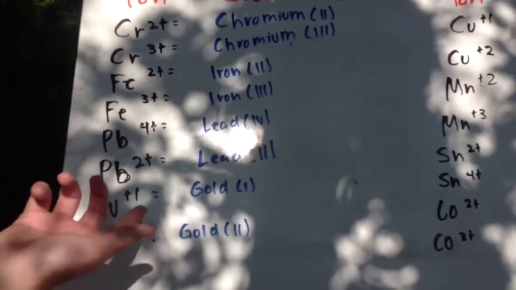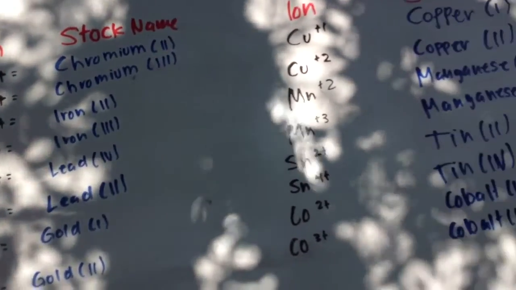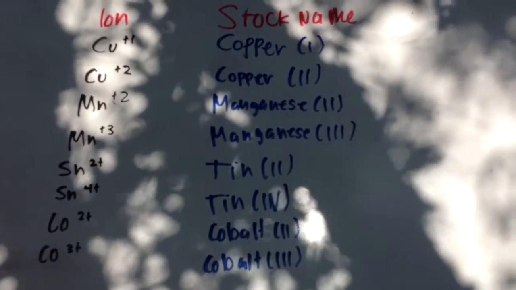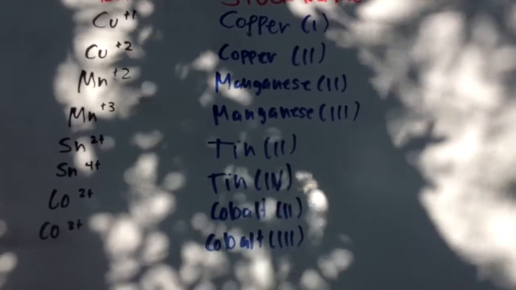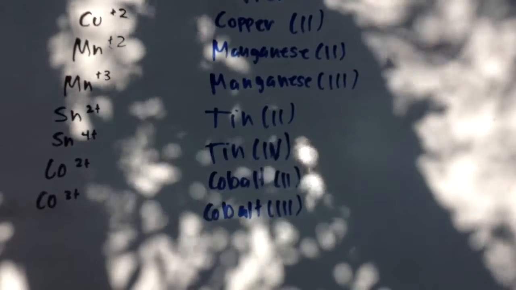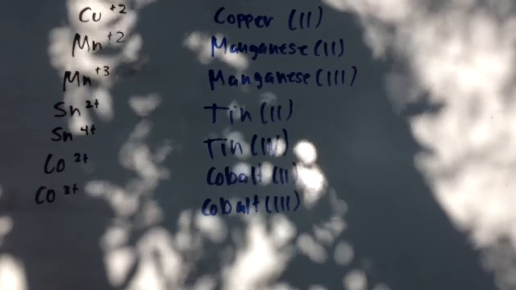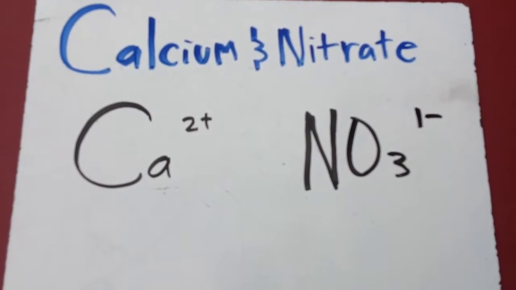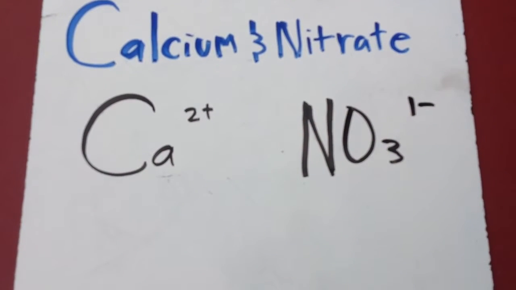Gold has 1 and 2. Copper, same thing, 1 and 2. Manganese has 2 and 3. Tin has 2 and 4, opposite of lead, which has 4 and 2. And cobalt has 2 and 3. We're going to do some practice problems. Here's your first one. I'll give you 30 seconds to solve it.